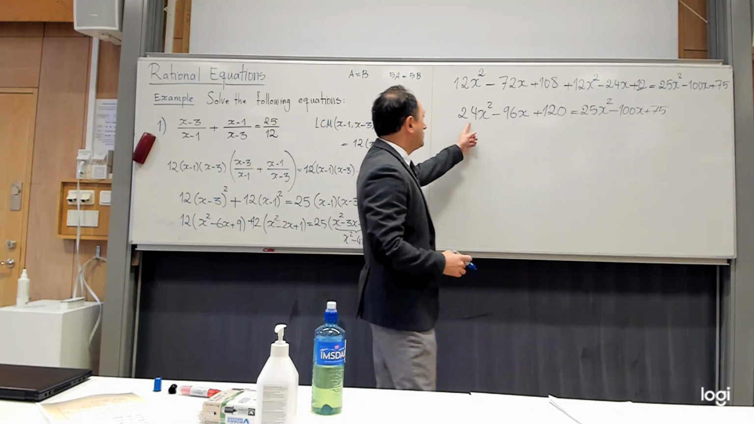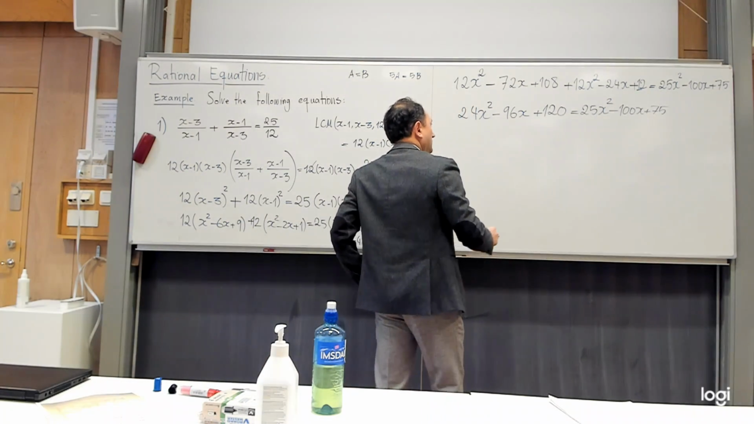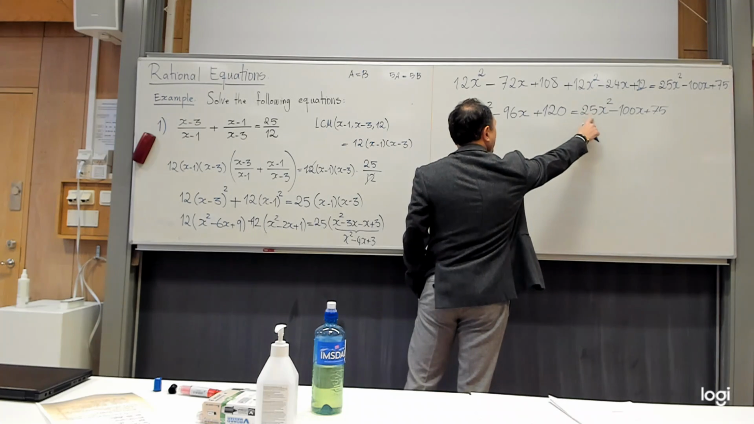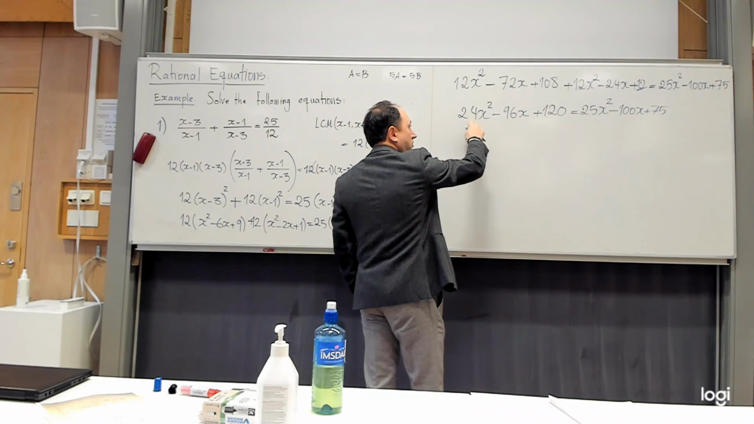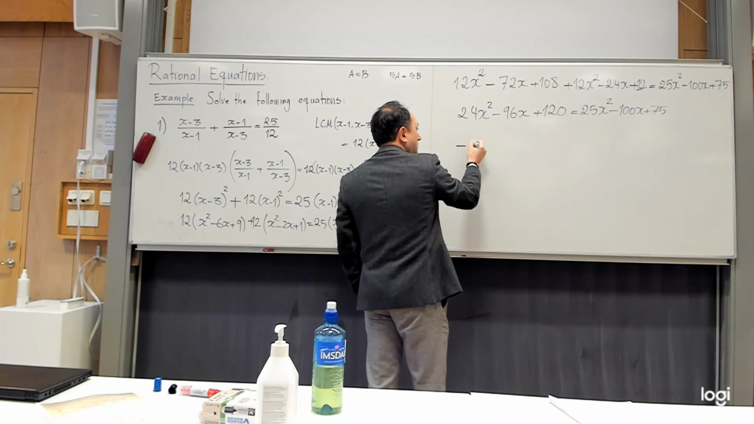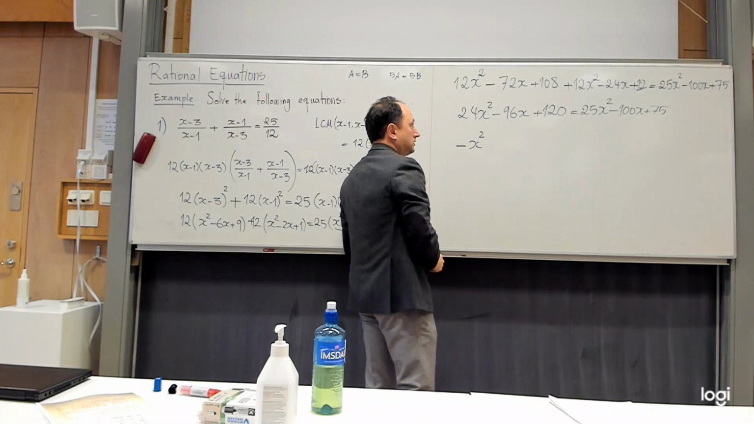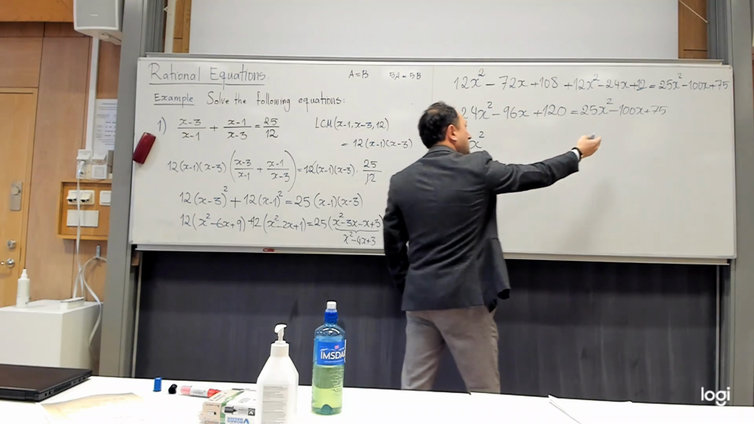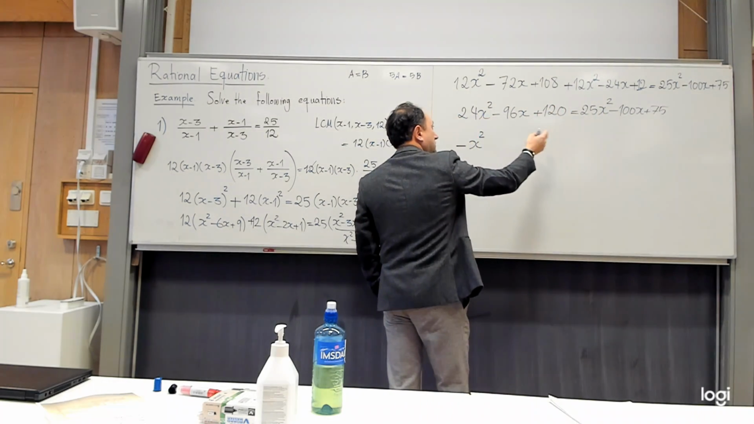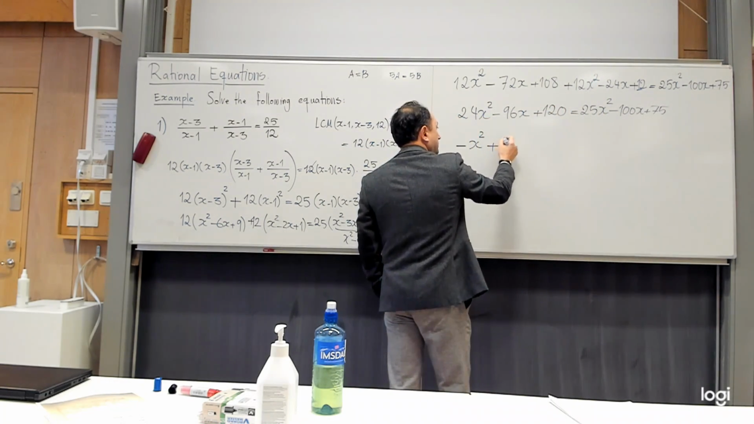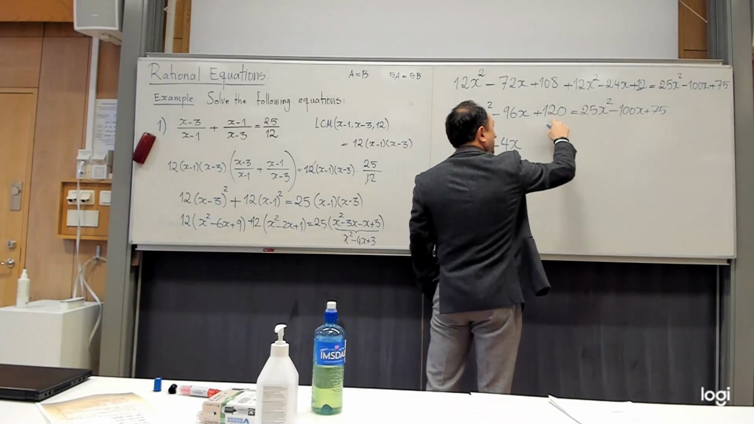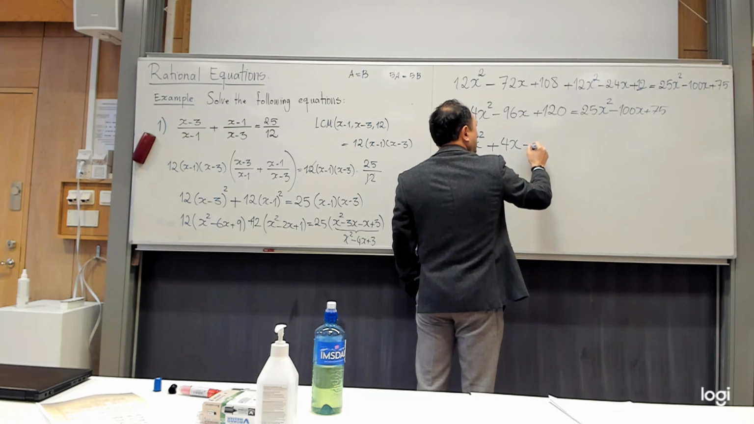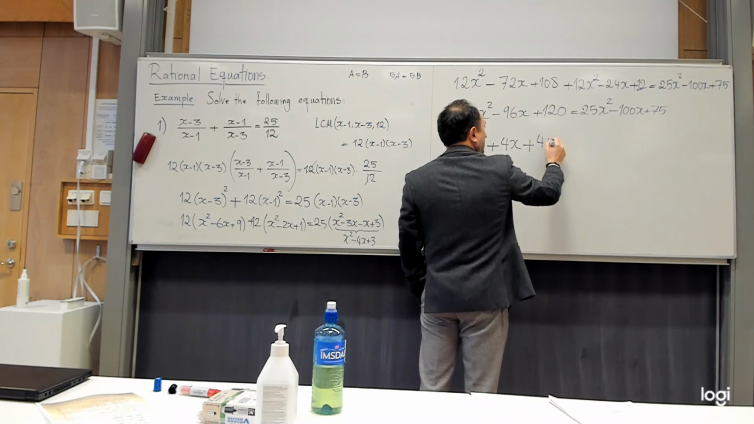So what I have to do, by the way, we can do it in our head. Yes, 25x squared, we move it to the left, it becomes negative 25x squared, but I have positive 24, so it becomes negative 1x squared. I move minus 100x to the left, it becomes positive 100 minus 96 is positive 4x. And then I move 75 to the left, what would be the answer? 45, yes?